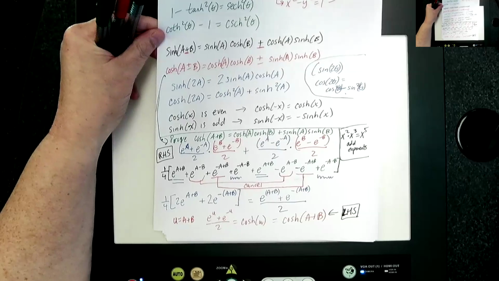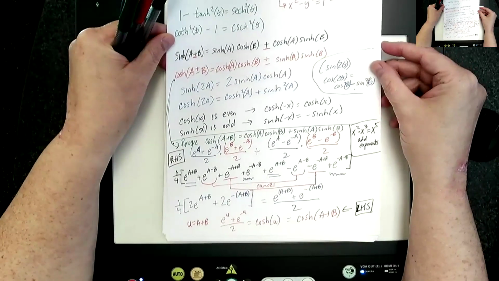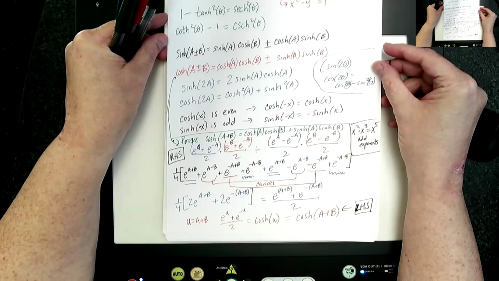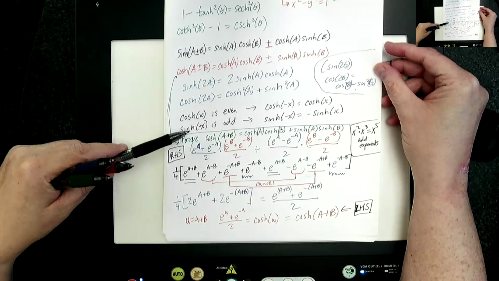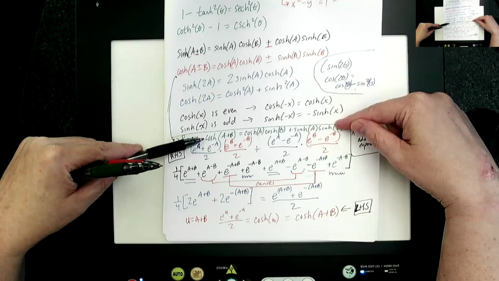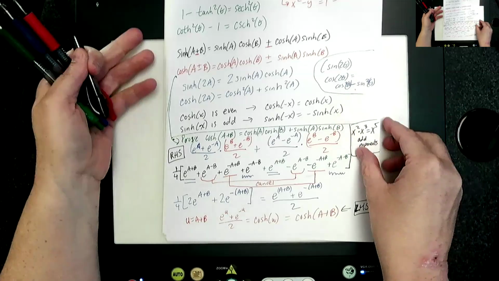It looks like everybody did. All right. What's the last box at the bottom right? LHS stands for left-hand side. We were proving that, so we started with the right-hand side. We ended with the left-hand side. Okay.